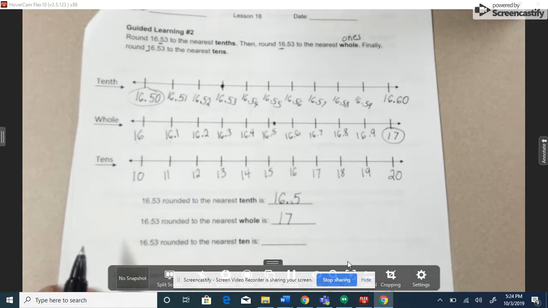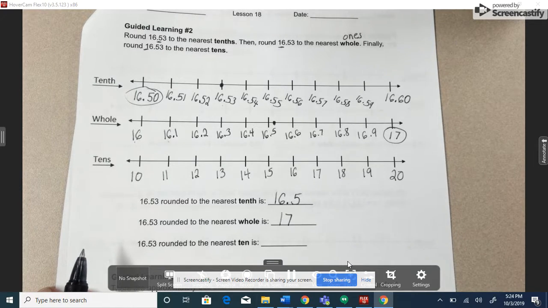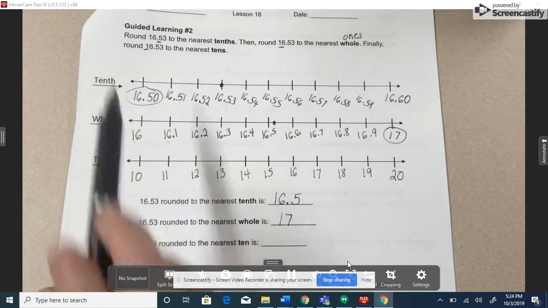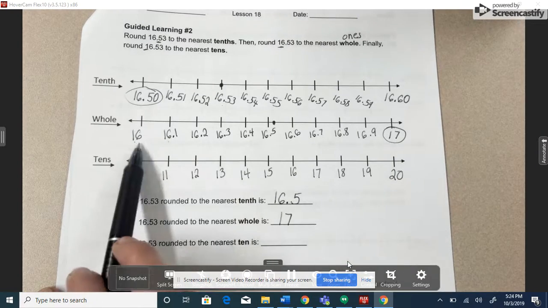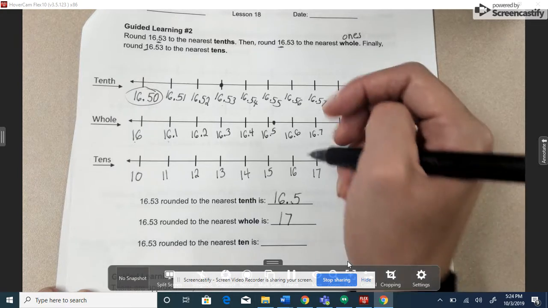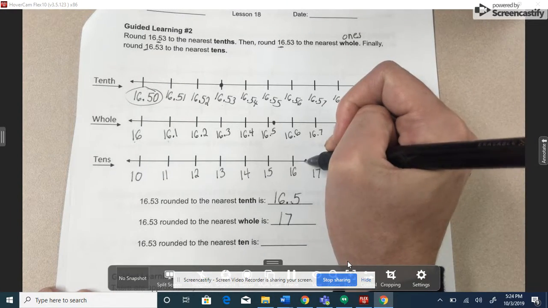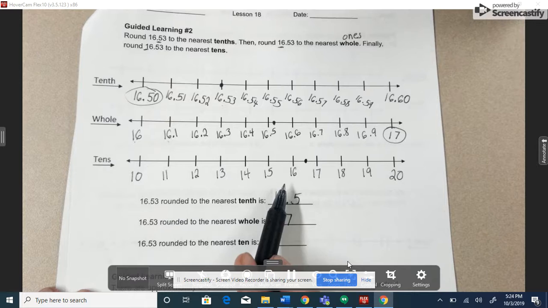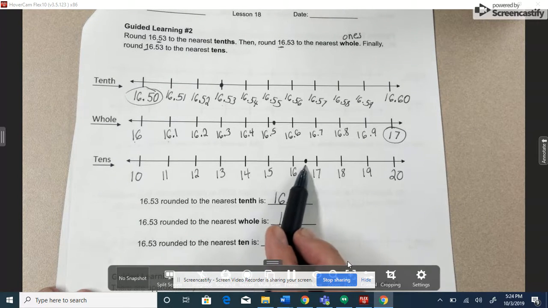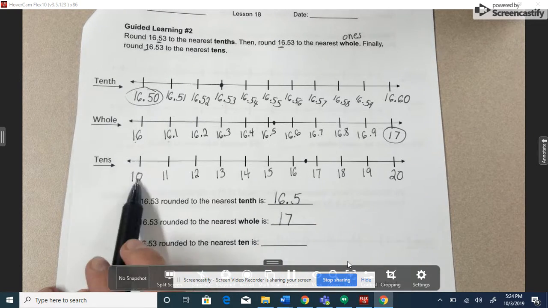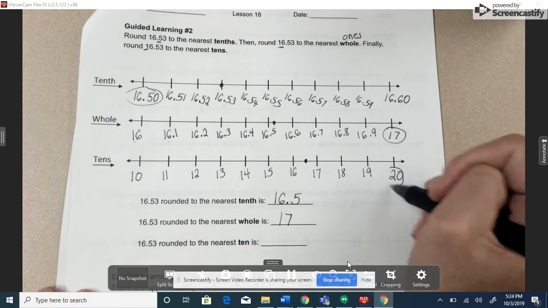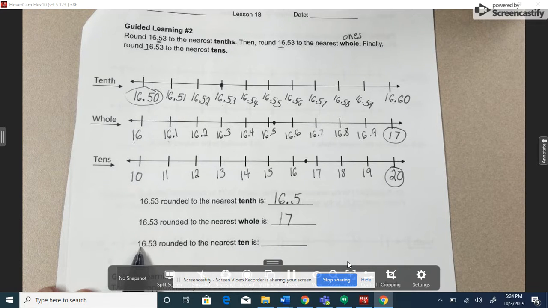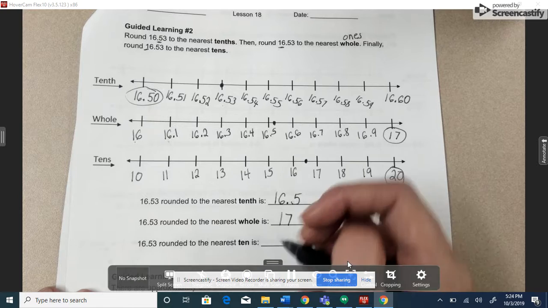Now I'm going to plot 16 and 53 hundredths on the number line. I know 16 and 53 hundredths is in between 16 and 17. I can also look at the number line right above it to see that's between 16 and 17. I'm going to plot my point, and now I'm going to see if it's closer to 10 or 20. I can see that it's about over 6 away from 10, but less than 4 away from 20. So I'm going to round up to 20. 16 and 53 hundredths, when rounded to the nearest 10, is 20.